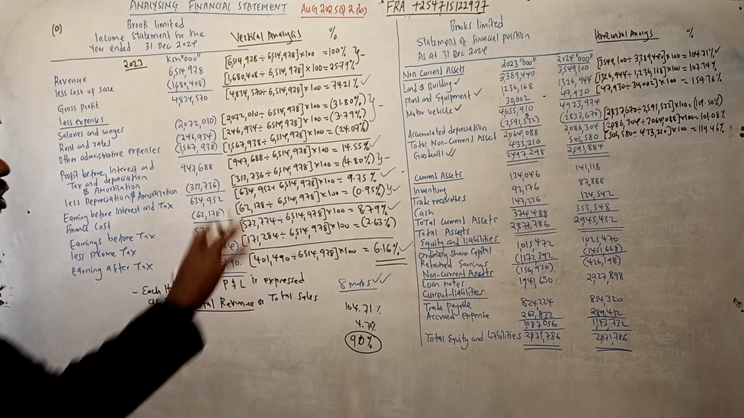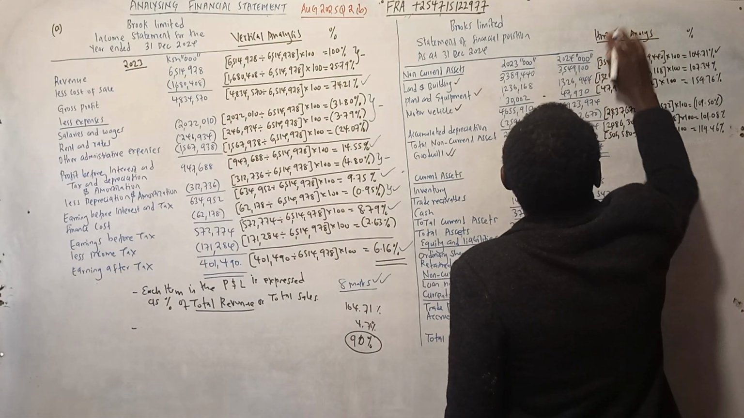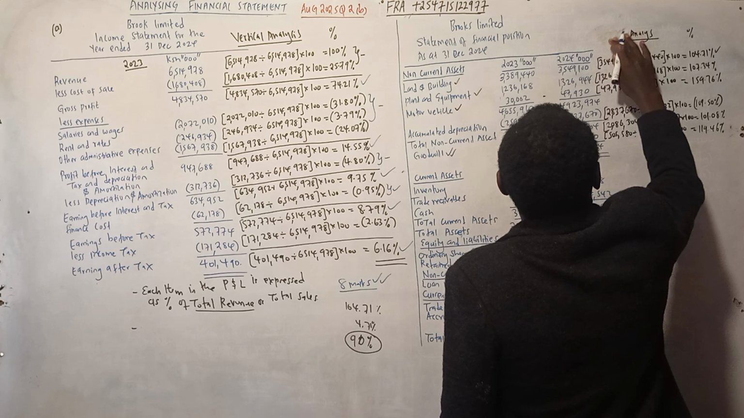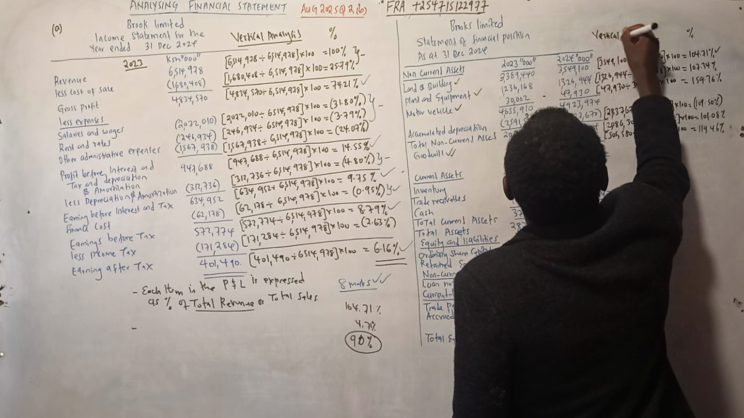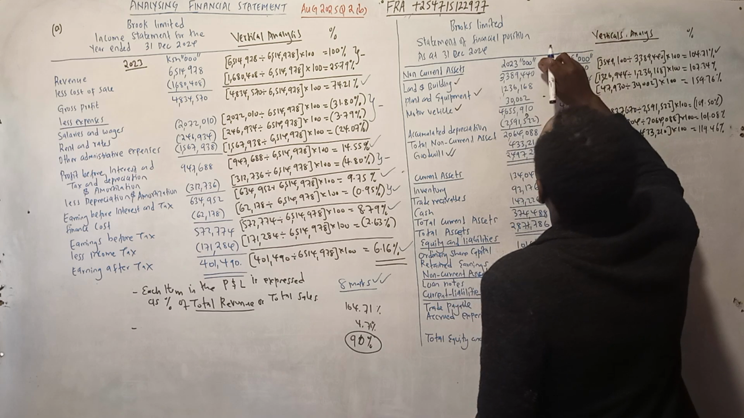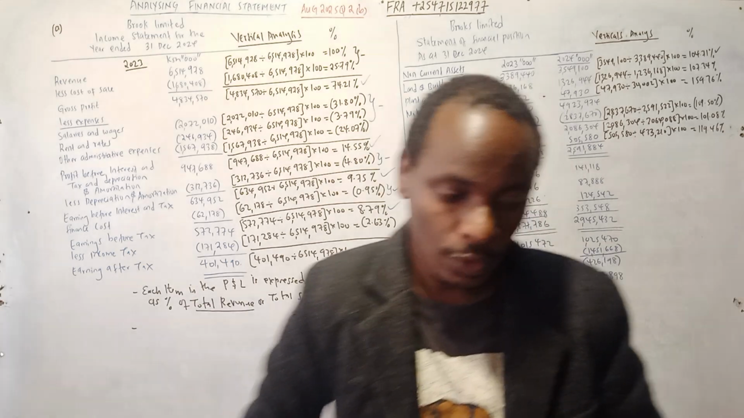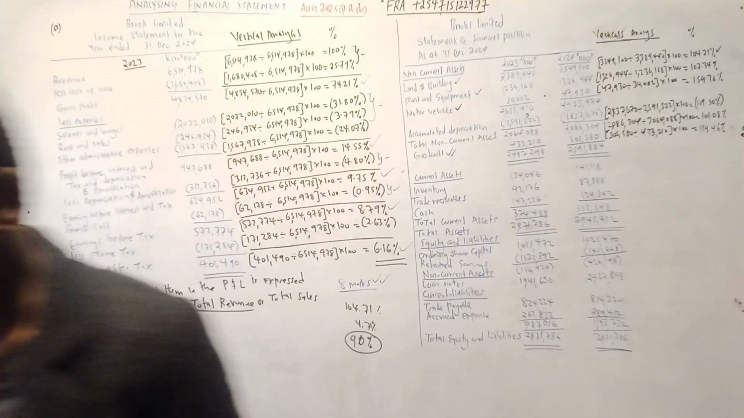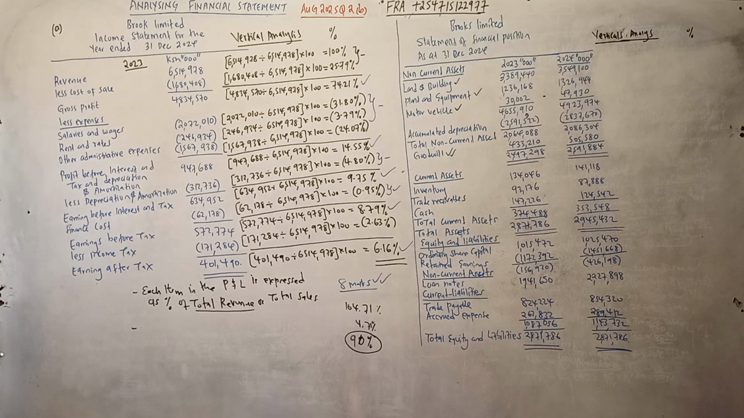Now let us change this part here and do vertical analysis. And I will do for one year. We shall do for the other years. So I will only do for 2023, then you shall do for 2024. So let us do it together. I'm going to do the vertical analysis for 2023, then you shall do it for 2024.